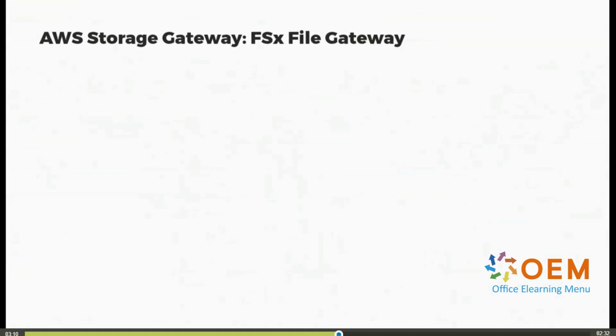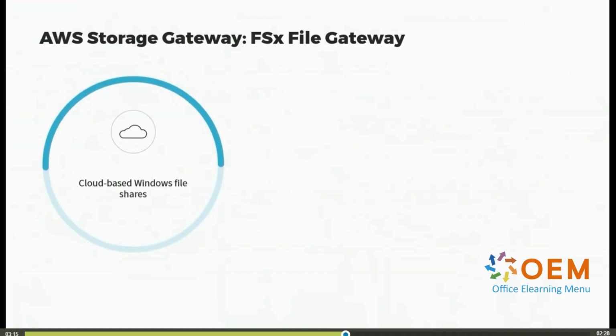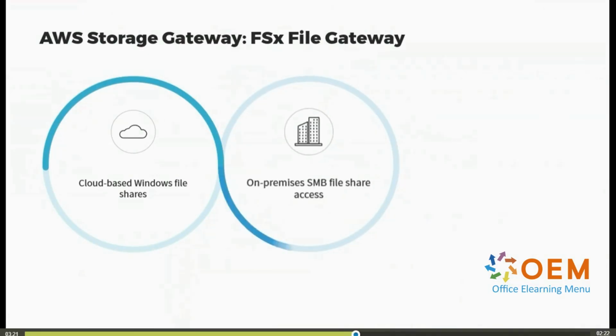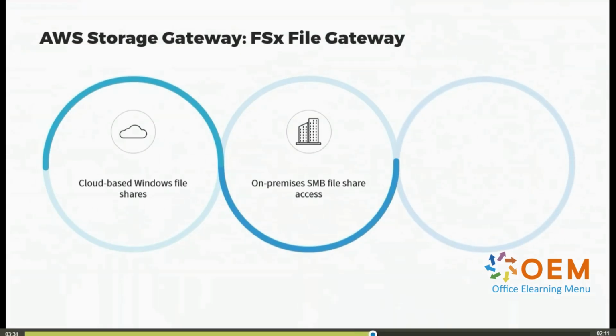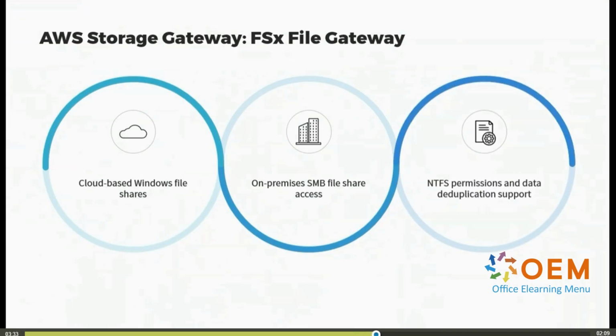The Storage Gateway FSx File Gateway is essentially shared folders as they would appear to Windows clients that appear to be local on the network. So it's on-premises SMB file share access, but really it's stored in the cloud in an S3 bucket. Now, because it appears as a Windows file share, it means it also supports things like permissions and data deduplication.